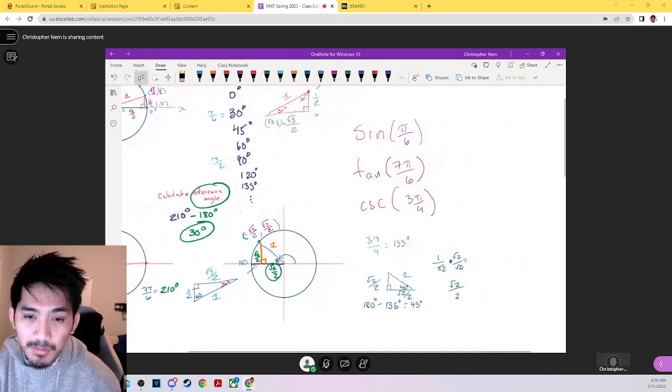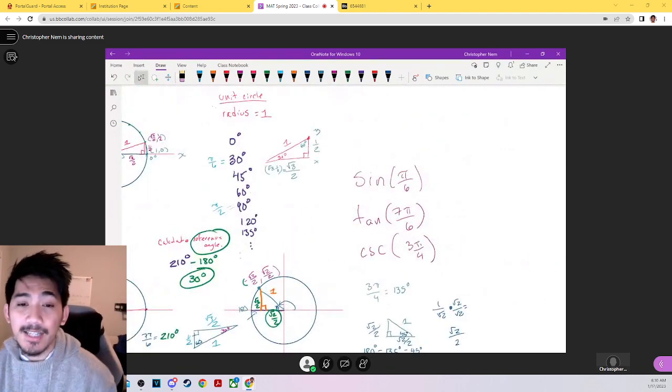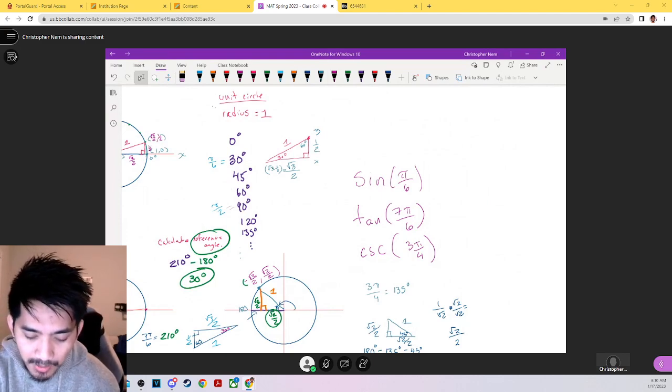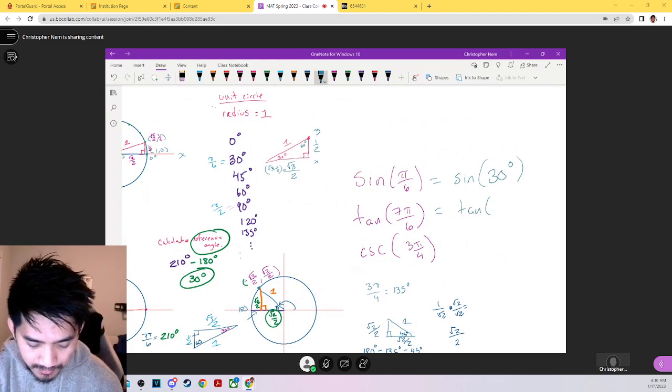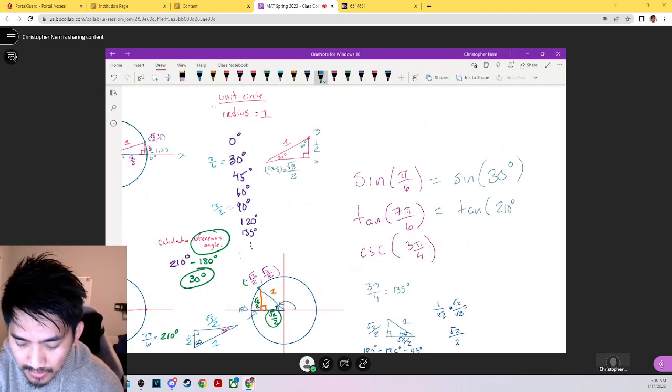Now, of course, if you try to plug these in your calculator, you're going to get decimal values. Of course, you also have to check if they're in the right mode. Make sure they're in radians if it's in radians. If you convert it to degrees, convert it to degrees. I personally always turn it to degrees. So I turn this to sine 30 degrees. I say this is tangent of 210 degrees. And then I'd say this is cosecant of 135 degrees.